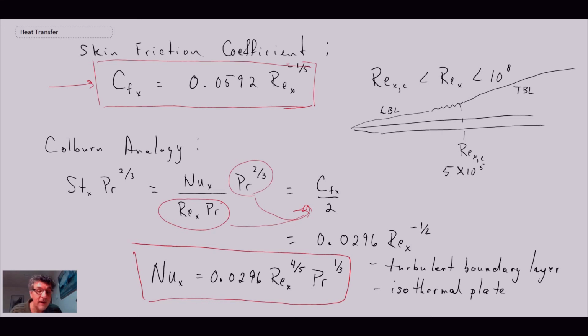What we're going to be doing in the next lecture is looking at external flows on bluff bodies, so cylinders, spheres, things like that. And then after that, we'll be looking at tube bundles, so multiple cylinders arranged in various patterns. So that's where we're going for external forced convection flows.